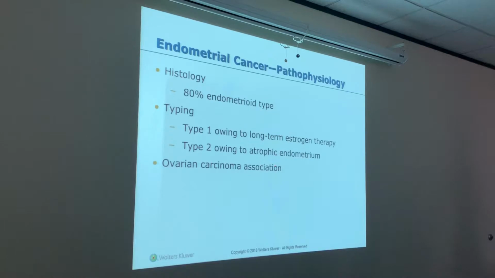Type 2 is atrophic. What does atrophic mean? It's not growing the way that it should. A means without. Okay? And if I've had ovarian cancer, my chances of having endometrial cancer would be greater.